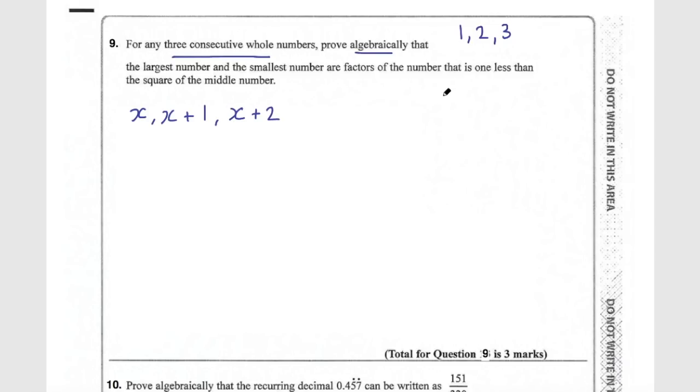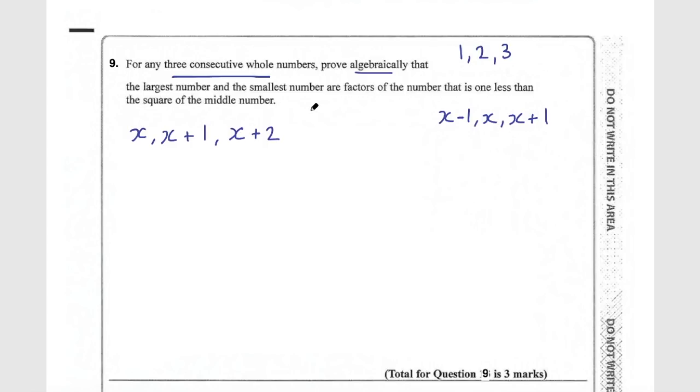You could also do it as x minus 1, x, and x plus 1, and you'll still get the same result. I'm going to use this method, but you'd be fine doing it that way as well. And then we need to prove that the largest number, so that would be x plus 2 in this example, and the smallest number, that would be x, are factors of the number that is 1 less than the square of the middle number. Okay, so this is the middle number here, and we need to square that, and then we need to subtract 1.